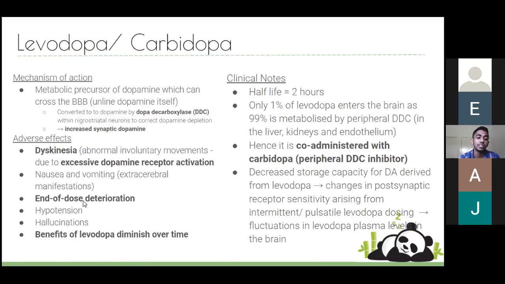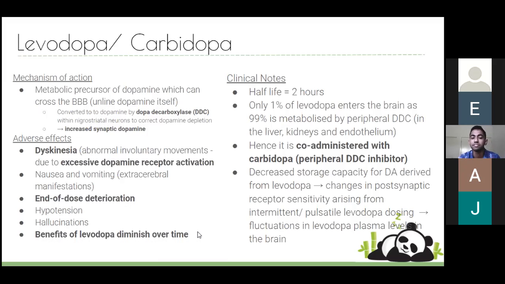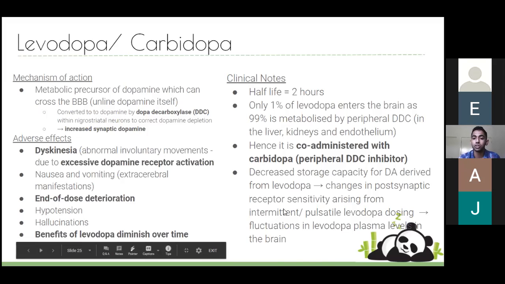We can get end of dose deterioration. So towards the end of their actual medication that they're taking, the effects of levodopa are going to wear off. You get hypertension, hallucinations, and increasing tolerance over time, so people need to take more and more levodopa as they keep taking it. So these are some clinical notes to know that they also test you on.